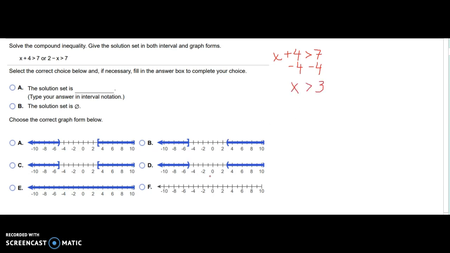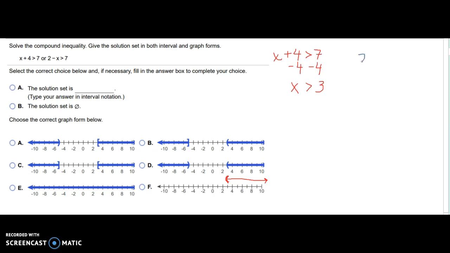So I'm going to graph again. I'm going to use this empty graph down here. I'm going to go to positive 3, which is halfway between 2 and 4. It does not have a line underneath, so it's a smooth parentheses, and greater than is to the right. I'm going to change colors here.